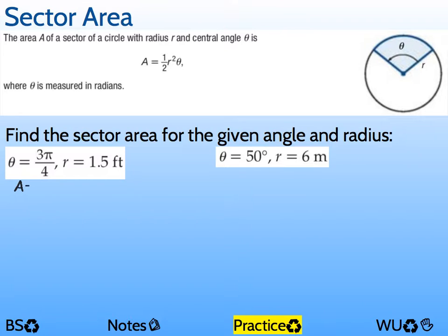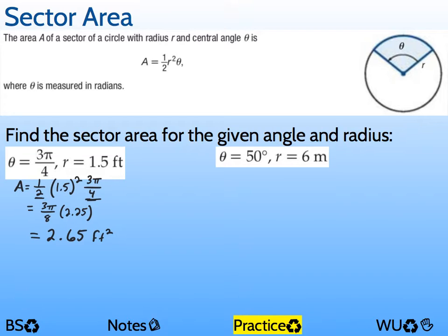For the first problem, the area equals 1/2 times the radius squared, which is 1.5 squared, and the angle measure in radians, which is 3 pi over 4. Now, when we do this, we can start simplifying some things, and I'm going to combine the 1/2 and the 3 pi over 4 to give me 3 pi over 8, and then that is multiplied by 2.25, or 1.5 squared. Using a calculator, you'll see that the area is approximately 2.65 square feet.